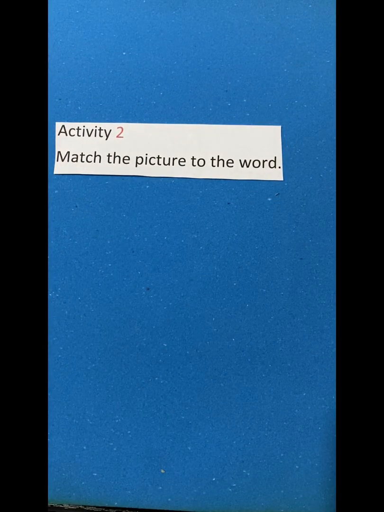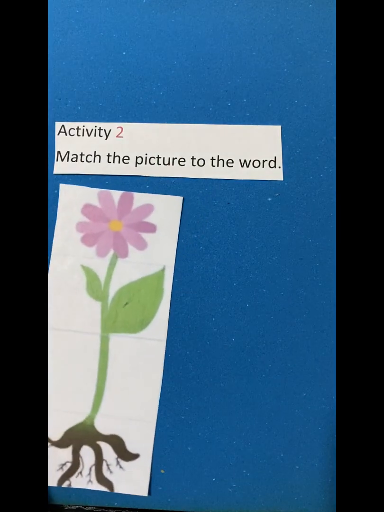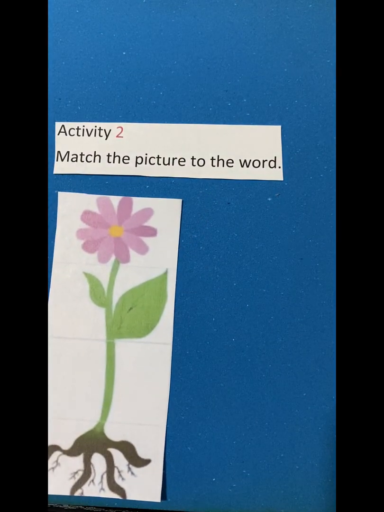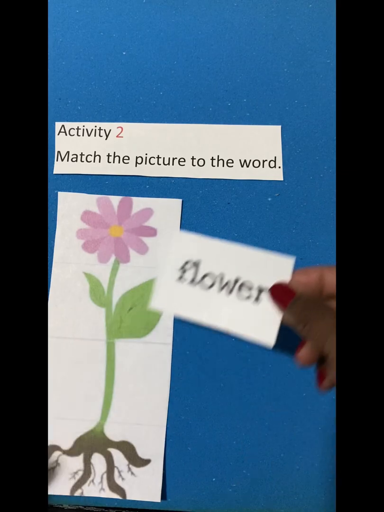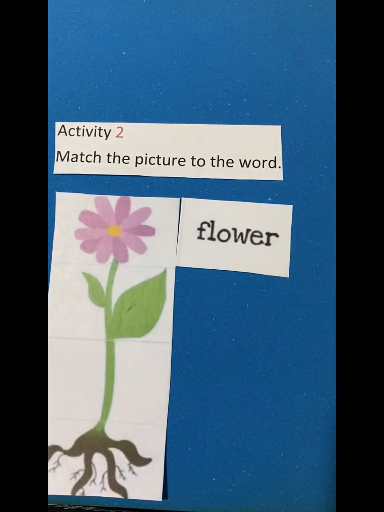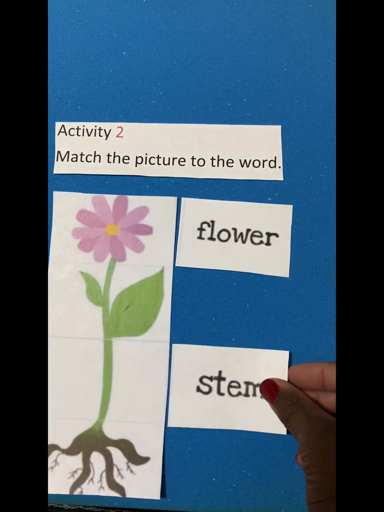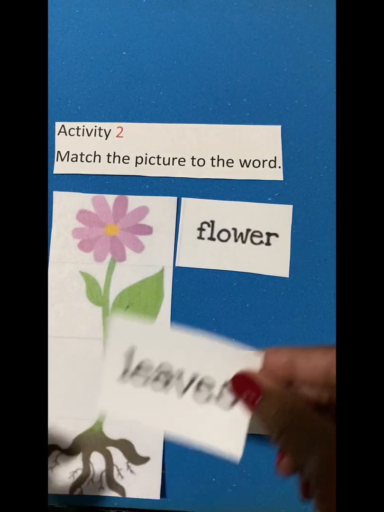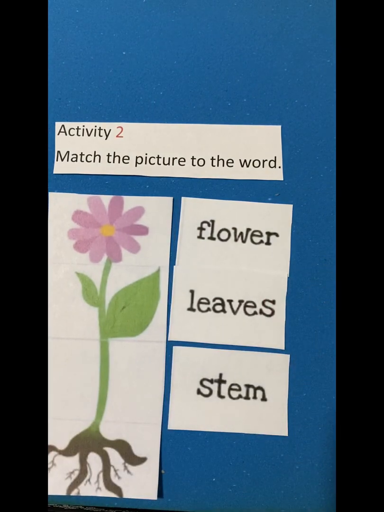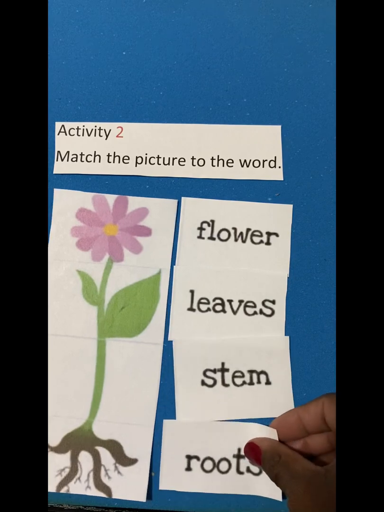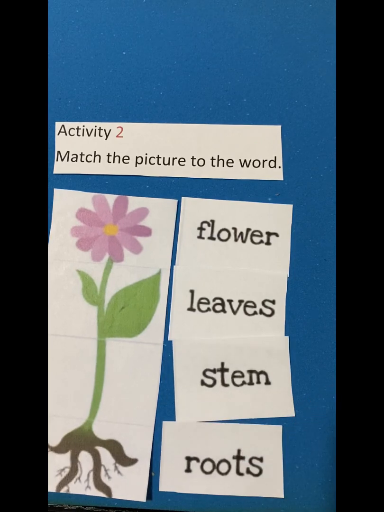The next activity is students can match the picture to the word. We want to increase vocabulary and print awareness. So here we have the same model, and now the students would match the picture to the word. So we have the flower, the stem, the leaves, the roots. That's activity number 2.